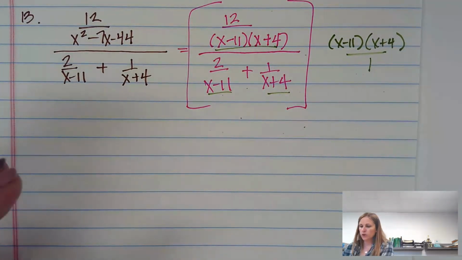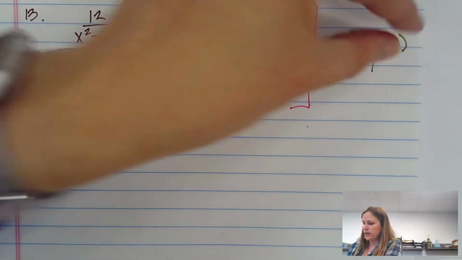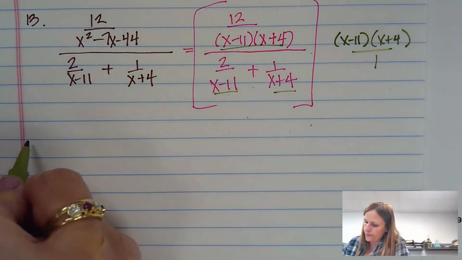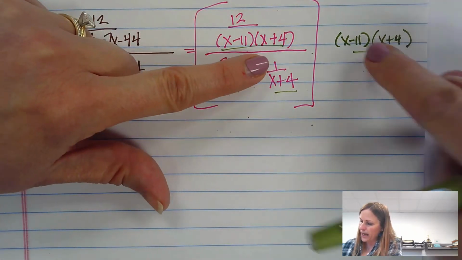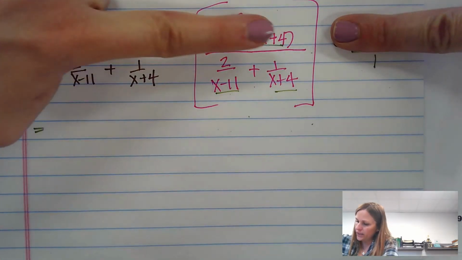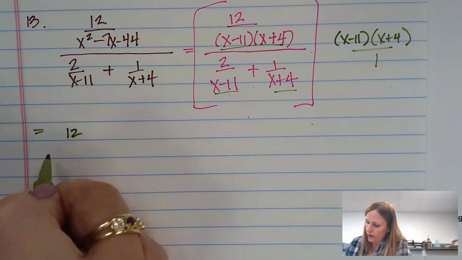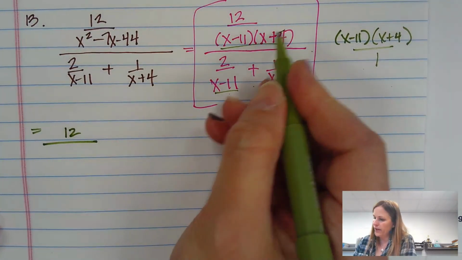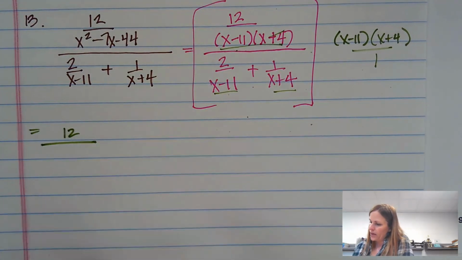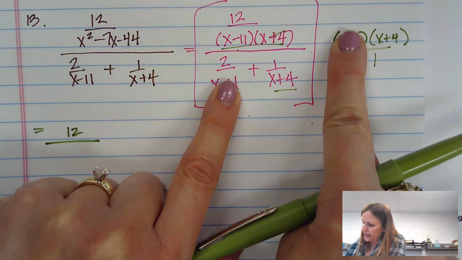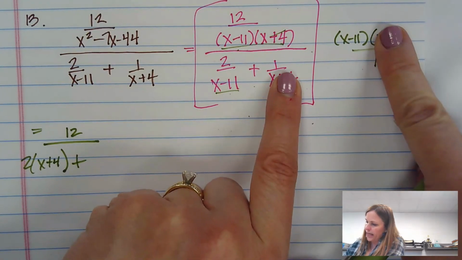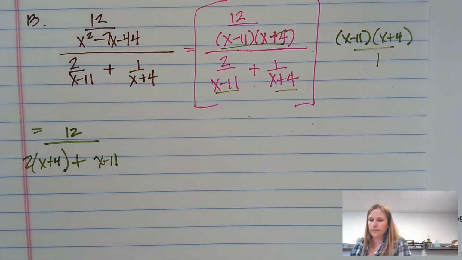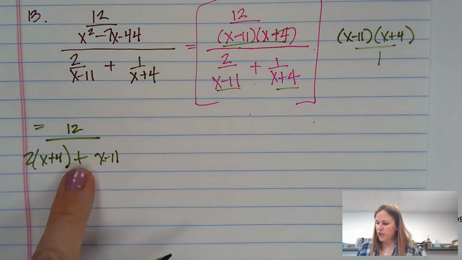So now I'm going to multiply this fraction by this, this fraction by this, and this fraction by that. And this is what it would look like. If I multiplied 12 over x minus 11 times x plus 4 by x minus 11 times x plus 4, all of this would cancel, and all I'm left with is 12. Right? This would all cancel because this is on the bottom, this is on the top. If I did this one, the x minus 11s would cancel, and I'm left with 2 times x plus 4. Plus, and then here, the x plus 4s would cancel, and I'm left with x minus 11. Fantastic. Much easier problem to deal with.